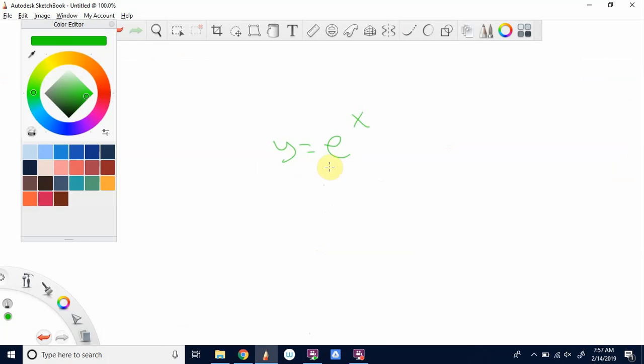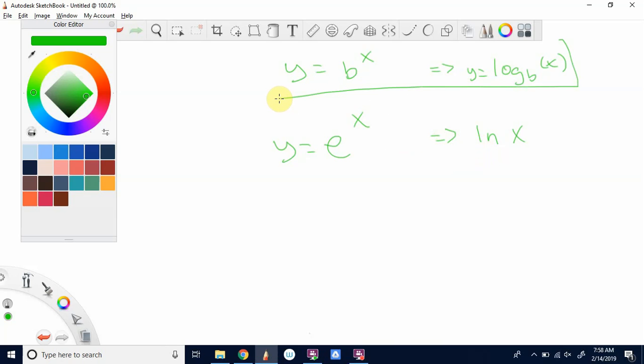Just like we had y equals b to the x as the exponential functions, and we said their inverses were y equals log base b of x, we've got the same thing going on here, except we use ln as our word for natural log. So we'll come back to that. Let's look at the key concept box and understand this a little better. These two are inverses of each other, just like these two.